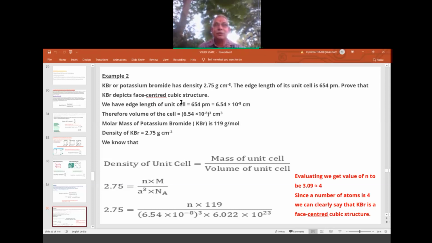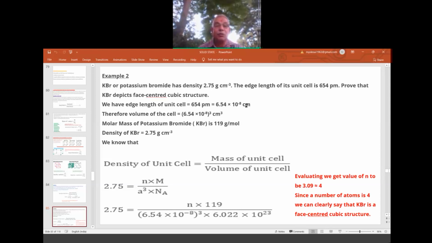So that means he wants to say whether 4 are there or not. That is the idea behind this numerical. So we have edge length of unit cell equal to 654 picometer. Edge length, that is small a. So in terms of centimeter, it is 6.54 into 10 to the power minus 8 centimeter.